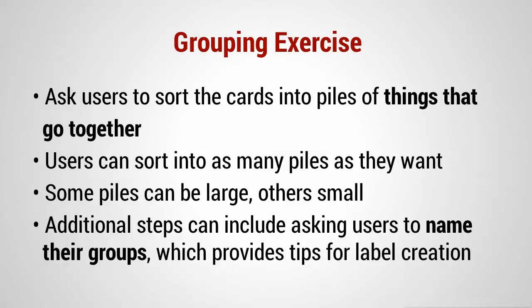Additional steps can include asking users to name their groups. The nice thing about this technique is it can help give you tips for label creation. Having card sorting participants sort cards is an exercise in helping you understand the potential structure of your site. Having those same test subjects name their groups can help you determine the labels, which takes care of both the structure and label creation parts of the information architecture process.